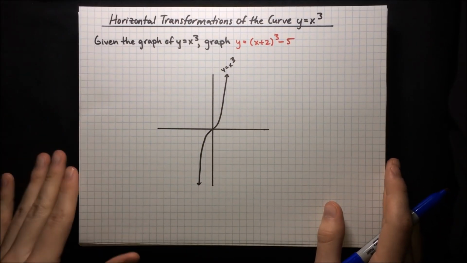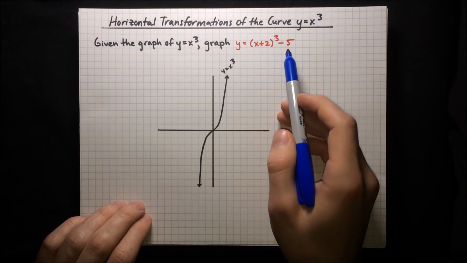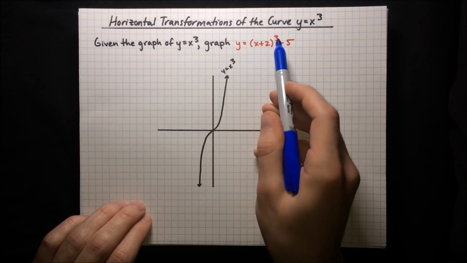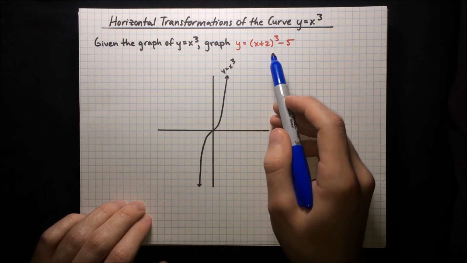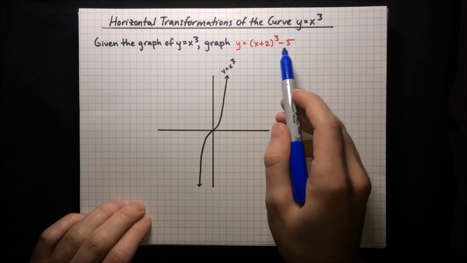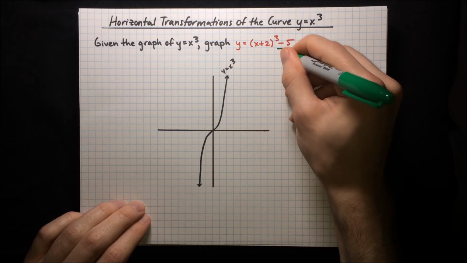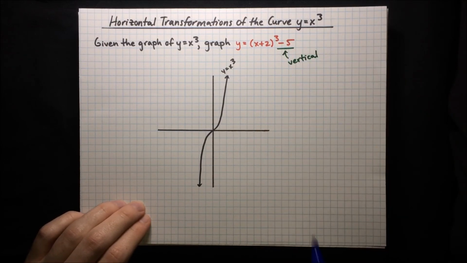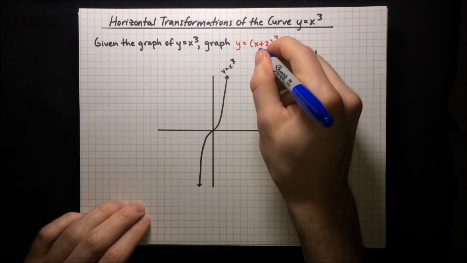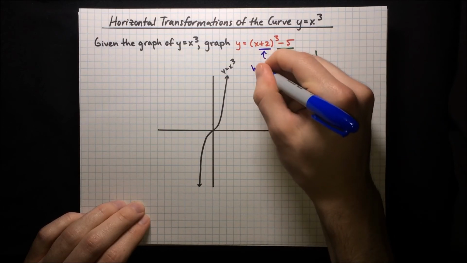For our last example, we've got a function where we've got a combination of 2 different things going on. We've got a plus 2 inside of the cube, and we've got a minus 5 outside of the cube. So remember that this minus 5 outside of the cube is a vertical transformation. So let's label that minus 5, that is vertical. And then this plus 2 inside of the cube is going to be a horizontal transformation, as we've seen in the previous examples.